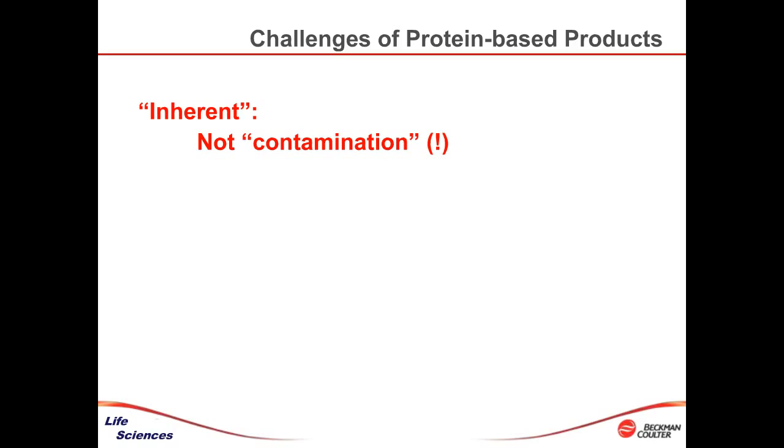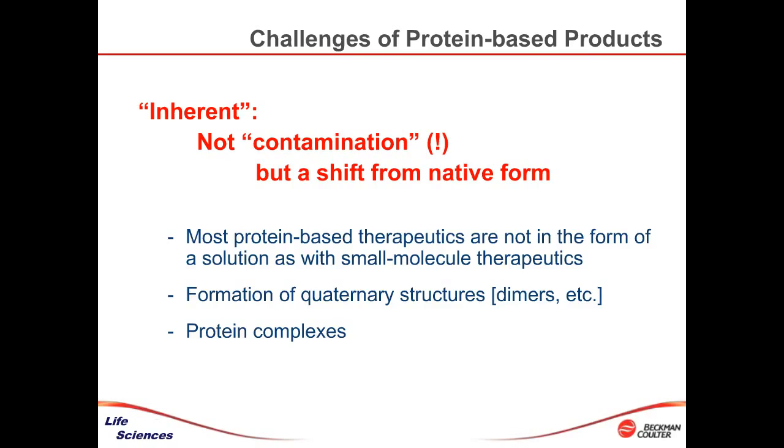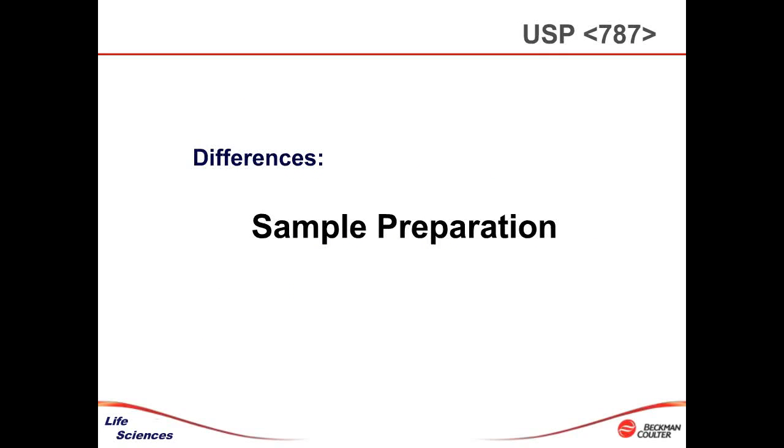So inherent, not contamination. So we often talk about contamination thinking about something external. Here we're thinking about something that is, in a sense, a creation of the material itself. And proteins easily wrap around themselves. So it's a shift from the native form. So what we're worried about is different structures, dimers, oligomers, other kinds of protein complexes that we really would prefer not to be there. And in small quantities, probably not a problem. In larger quantities, can be much more so.